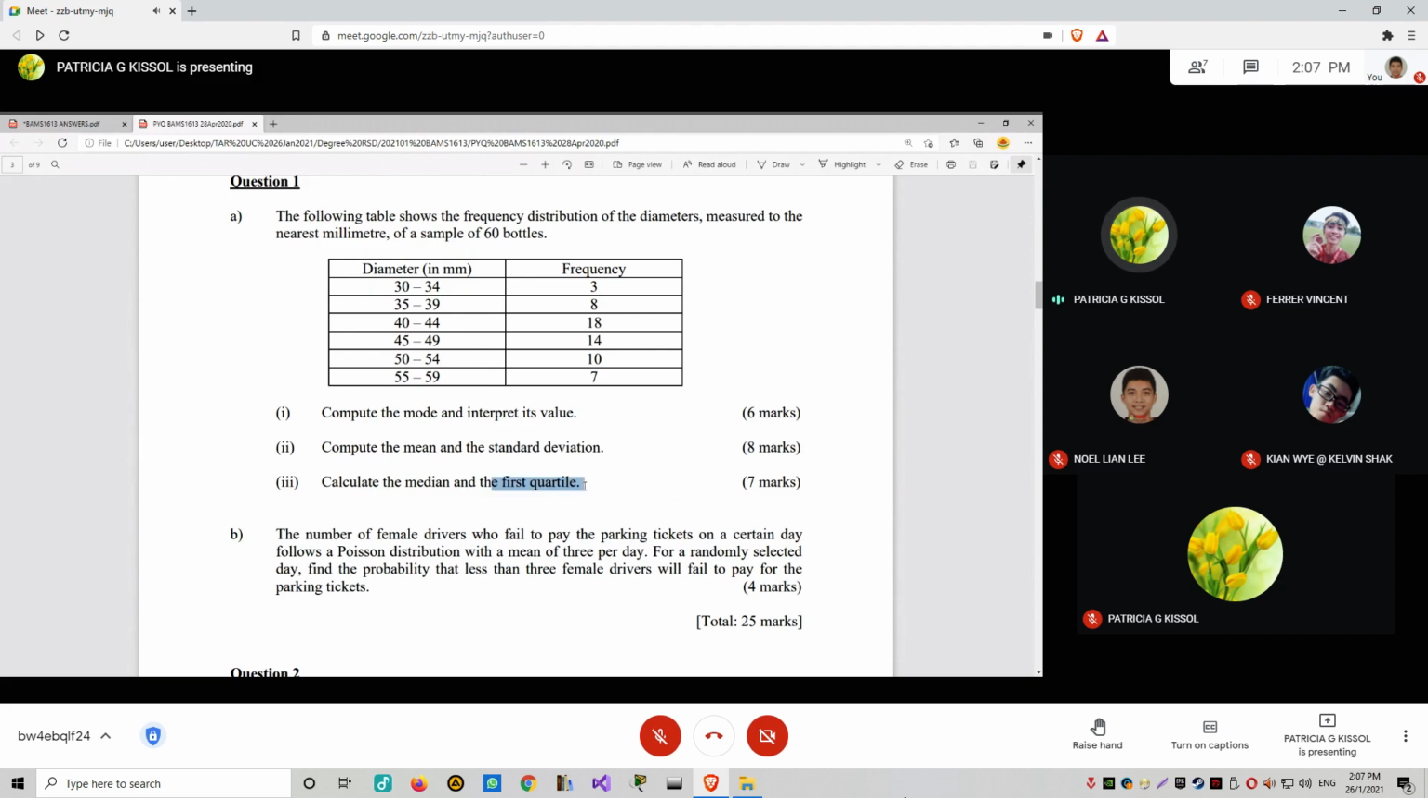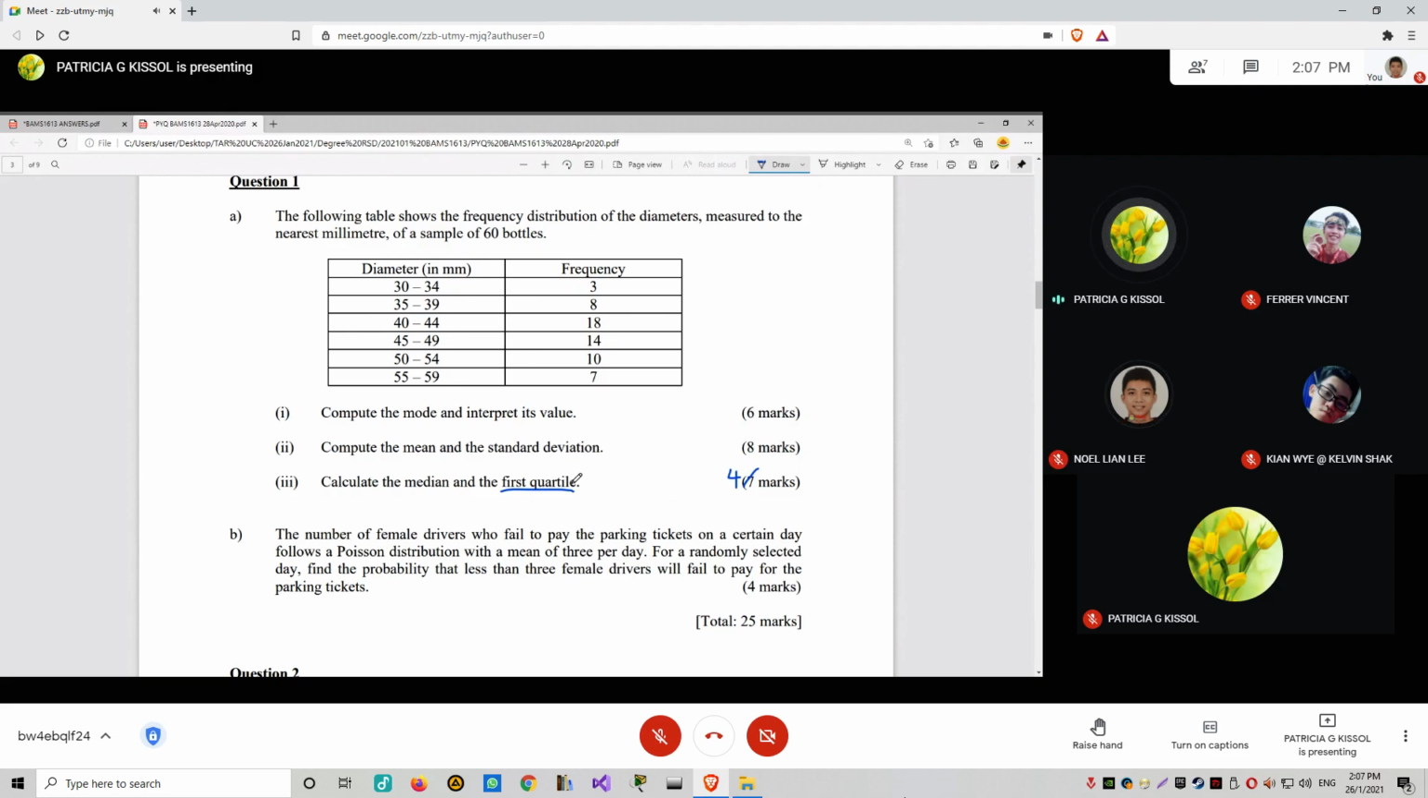So normally the first quartile is about 3 marks like that, for this one. So that means let's say you don't do the first quartile, you get 4 marks, 18 marks already in your hands. 18 marks by just doing this, right? So maybe we can do this, class.